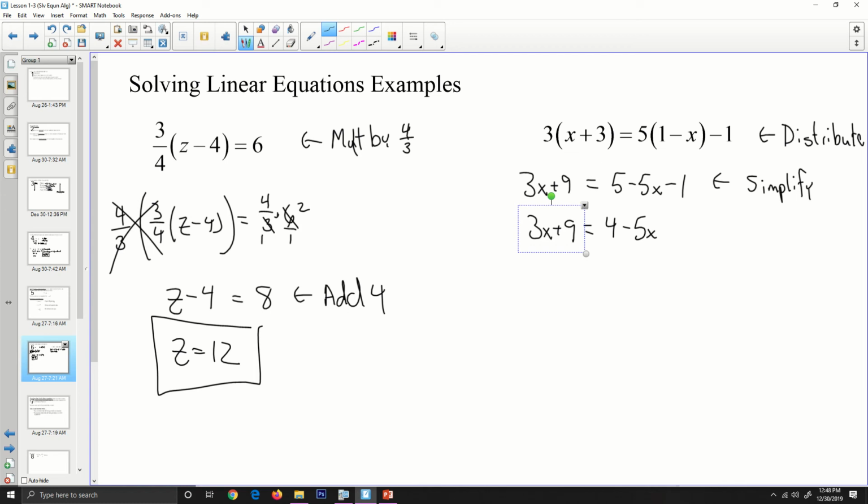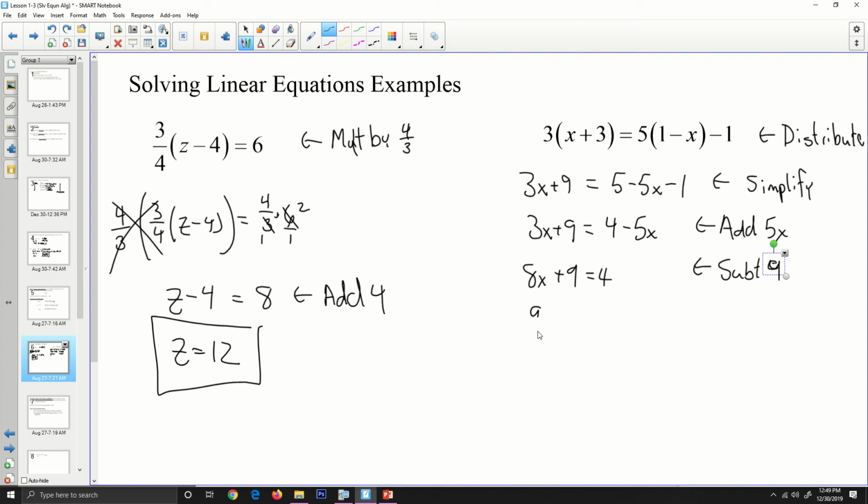And then I'm going to say, let's collect all our x's on the left-hand side. So we'll add 5x to both sides. And so 3x and 5x will give me 8x plus 9 equaling to 4. And so we're going to subtract 4, or no, let's not subtract 4. Let's subtract 9 from both sides. And that way we're getting the whole numbers on the right-hand side.